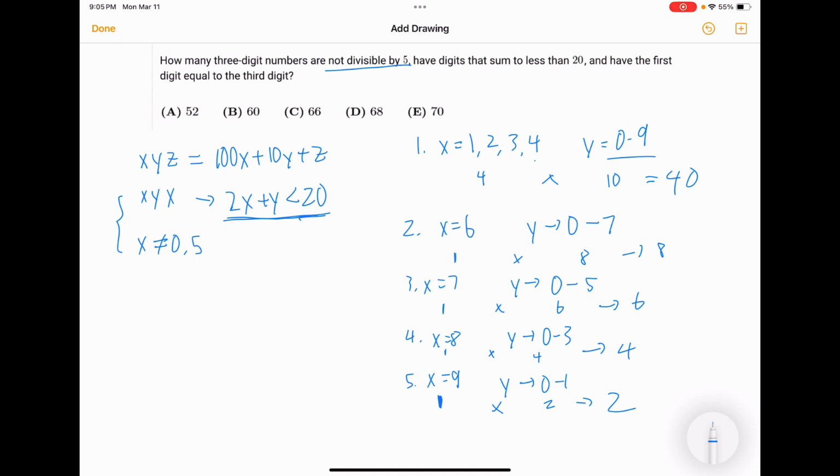And so here we have written out all of the combinations: 40, 8, 6, 4, and 2, and now all we have to do is add them up. Here we see that we have 60 total combinations. That means there are 60 three-digit numbers that satisfy all of these requirements. Therefore, the answer is B, 60.